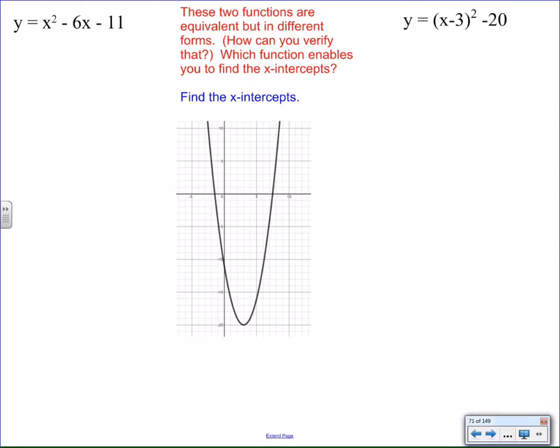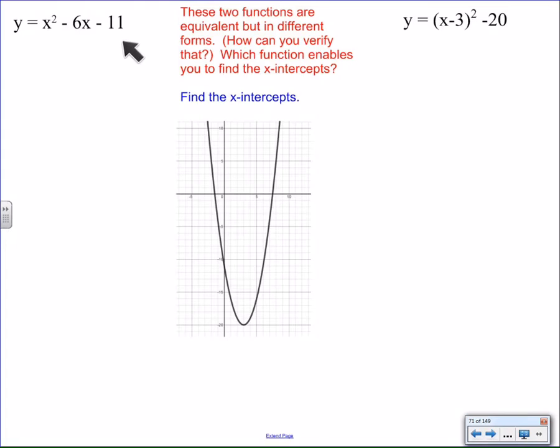Hello everybody. Today we're going to be looking more at our exploration of quadratic functions, and specifically we're going to be looking at finding x-intercepts. It presents an interesting challenge because quadratic functions can be written in a variety of ways, and finding their x-intercepts can be easy or difficult depending on the format that we're given.